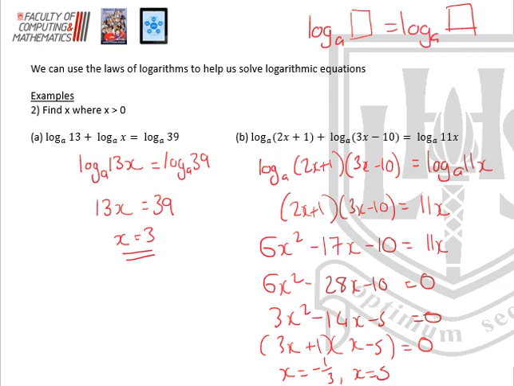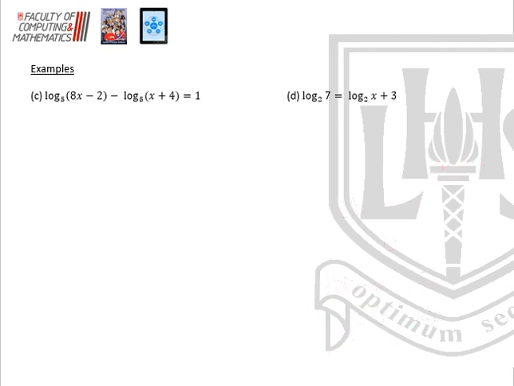Now that's not us done there, because there's a condition in the question here: x has to be greater than 0, so x equals negative a third can't be the case. The reason x has to be greater than 0 is that the subject of a log has to be greater than 0; remember your logarithmic graphs, you can't have x less than 0. It will say in the question what you need to be working towards. So there's a single log.